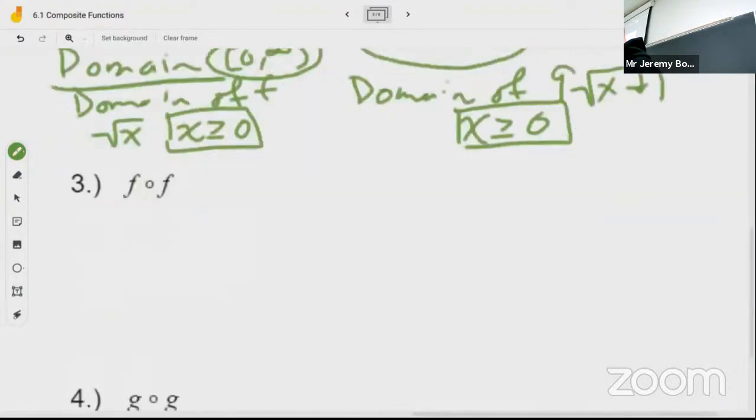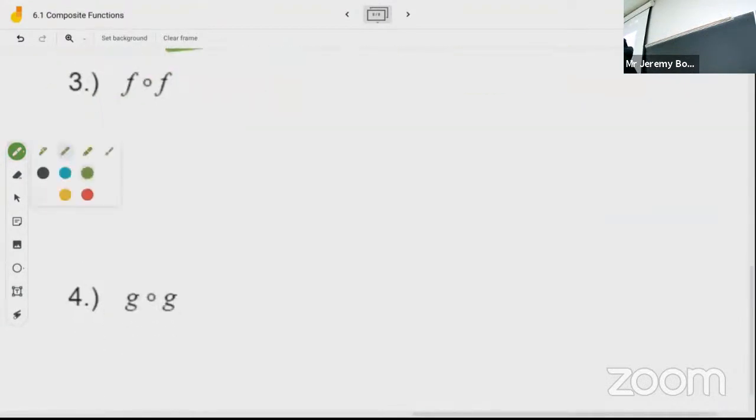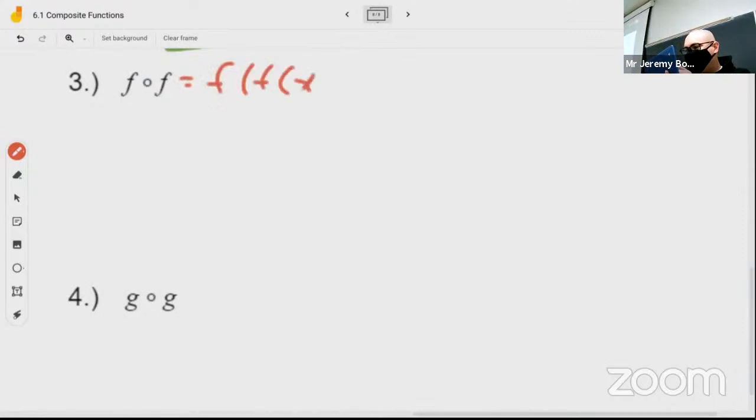All right. f of f, f∘f. So remember that is f of f of x. That means everywhere there's an x in f, we're going to put another f of x. So we're going to have the square root of f of x.